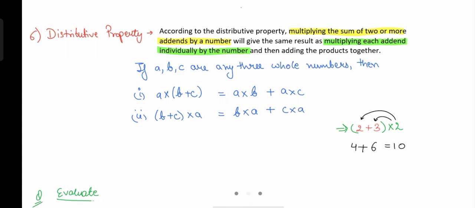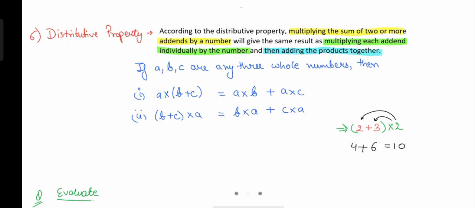Okay, now if you see this, first I multiplied this number with the addends individually, and then after that what did I do? After that I added, as per what is asked in the question, or we could say the definition, sorry, that is then adding the products together.